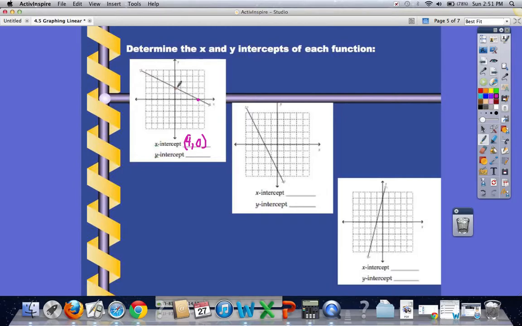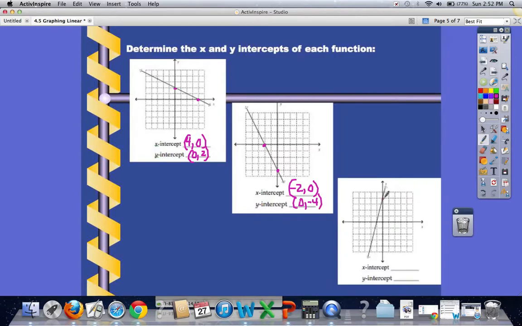All right, let's find this one. Go right up here, and there's where it crosses the y. So that point location is going to be 0, 2. Okay? Let's look at the next one. Right here is where it crosses the x, right here is where it crosses the y. So that point right here is in the negative section, so it's going to be -2, and the y is 0. And then the y-intercept, the x will be 0, and it's going to be 1, 2, 3, 4, -4.